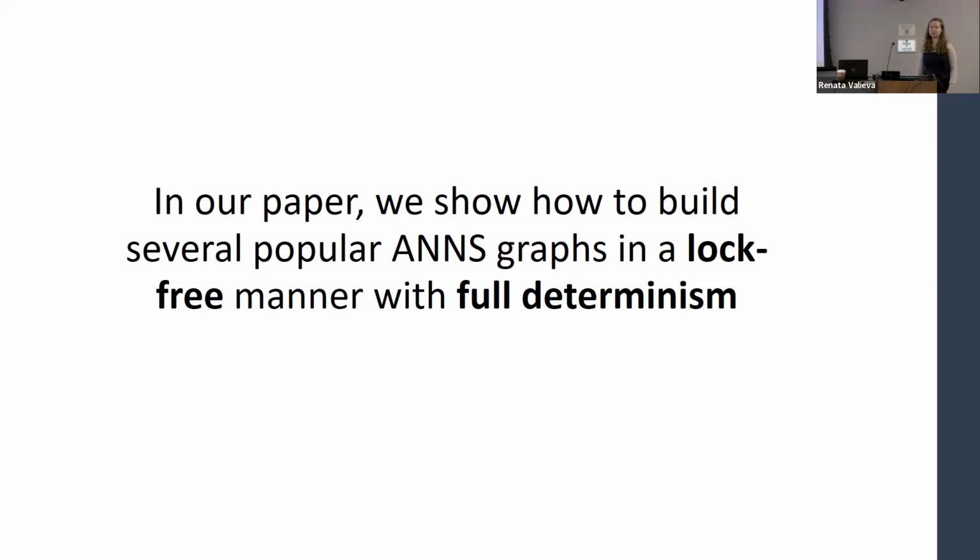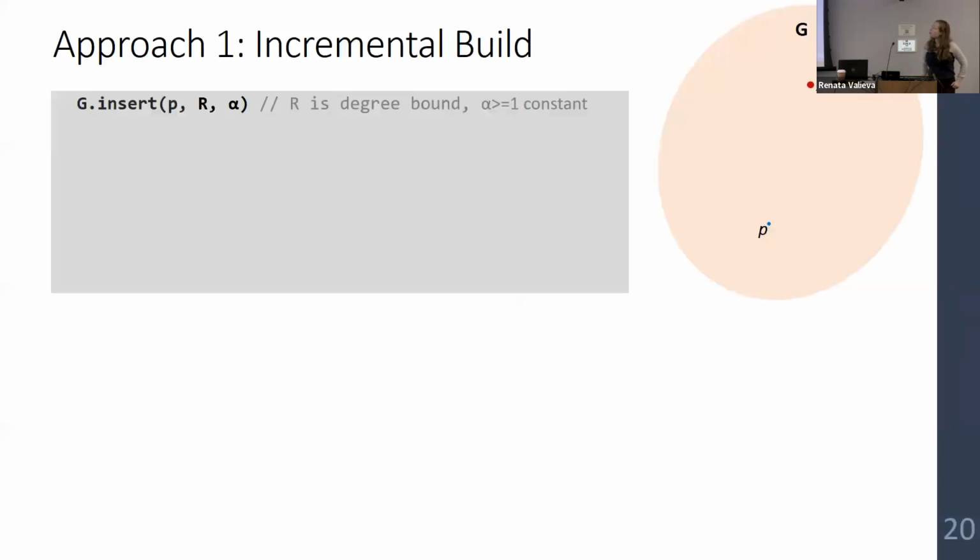So what we set out to do was to take these algorithms and say, okay, we don't know how to prove an approximation ratio yet. But what we do want to do is take these algorithms and get rid of all the non-determinism, get rid of all the locks, and just do the best job we can at doing these parallel builds. Now I'm going to cover a couple of techniques for building these graphs, and I'm going to talk a little bit about how we parallelize them.